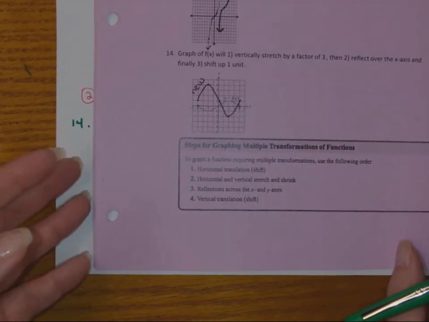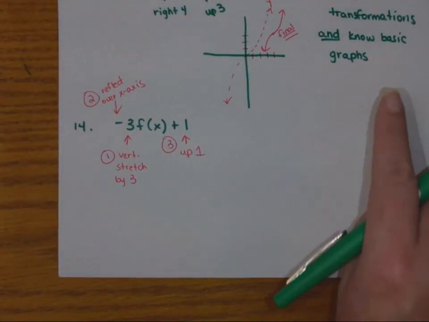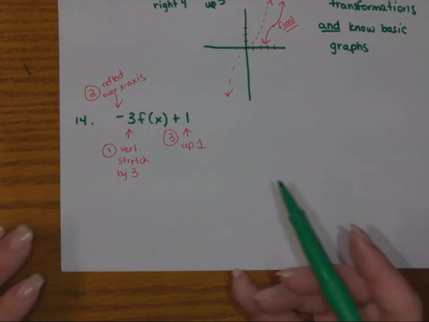Make sure you practice some of those. Again, 6 transformations are possible on the test. I probably won't do one problem with all 6 of them, but you do need to know all 6 of them because you don't know which ones I'm going to ask about.